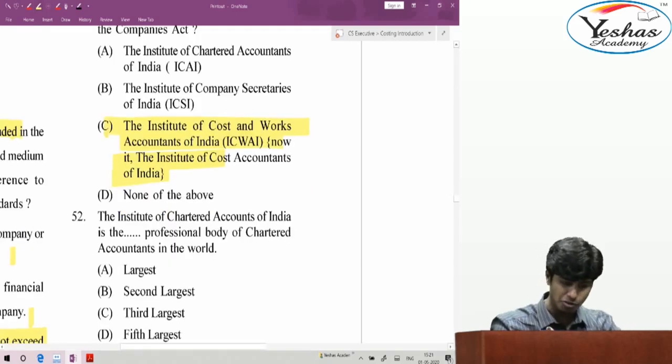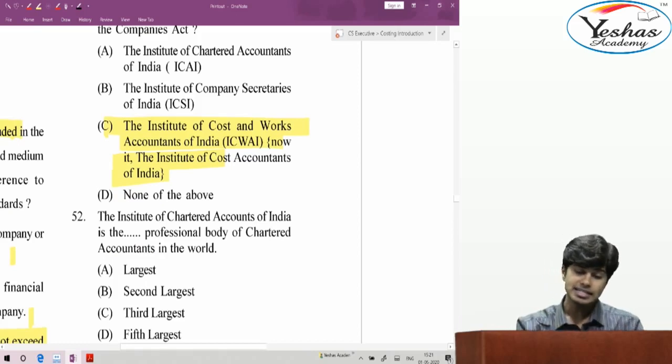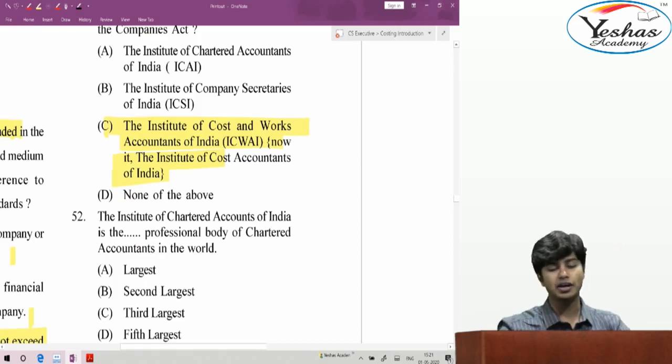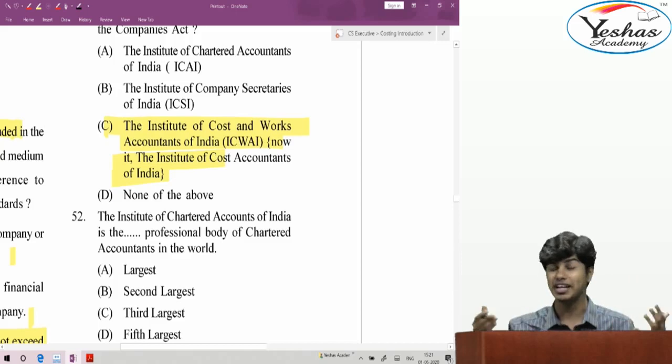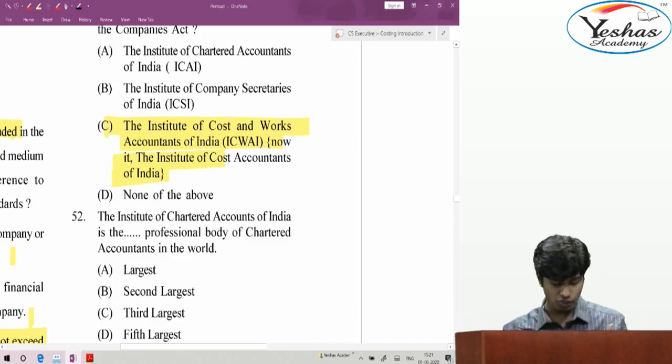Come on now, let's go to question number 52. The Institute of Chartered Accountants of India is the second largest body of chartered accountants in the world. The first one is the CPA, in the US, where multiple states came together to form one. So it is the largest accounting body. Our country's body is the second largest.